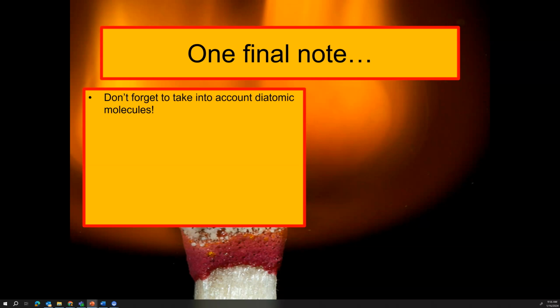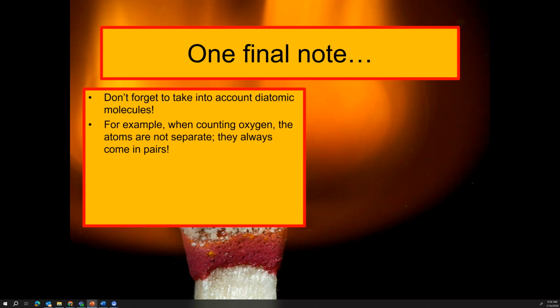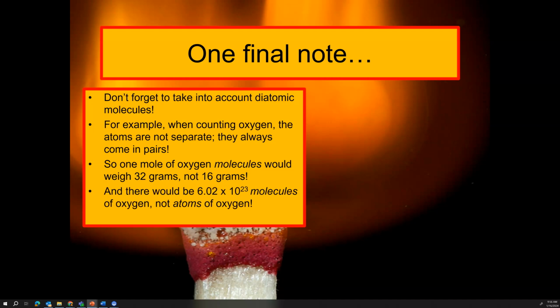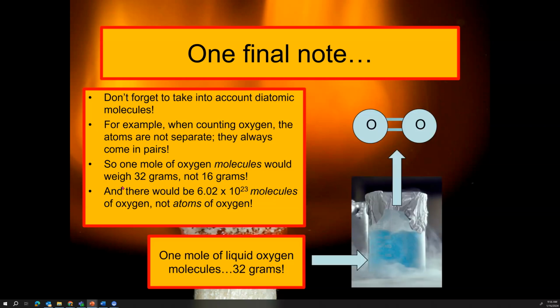So, couple of things. Do not forget to take into account diatomics. So, oxygen, the atoms are not separate. They travel in pairs. So 1 mole of oxygen molecules is going to weigh 32 grams, not 16. And so 6.02 times 10 to the 23rd molecules of oxygen, not atoms of oxygen. So be careful for the ones that travel in pairs. They like to come visit and have fun.